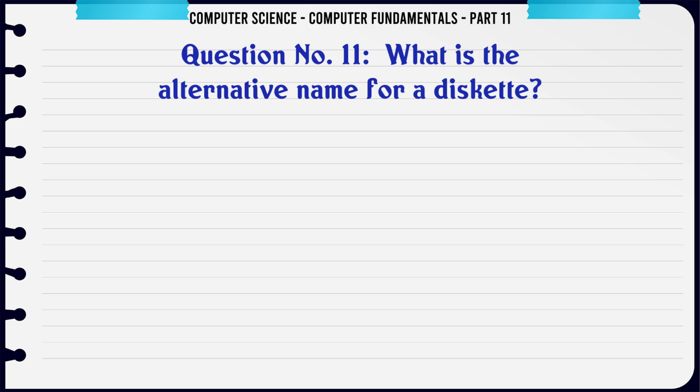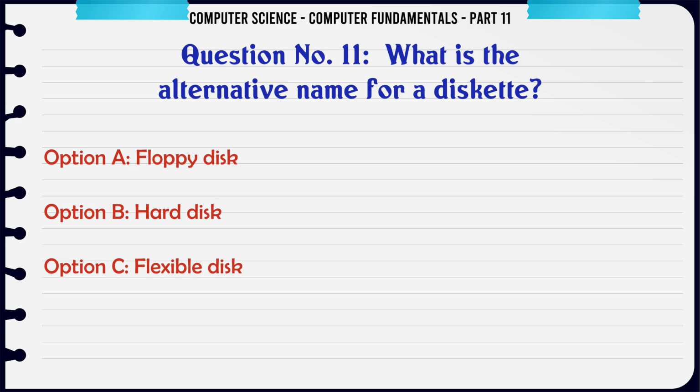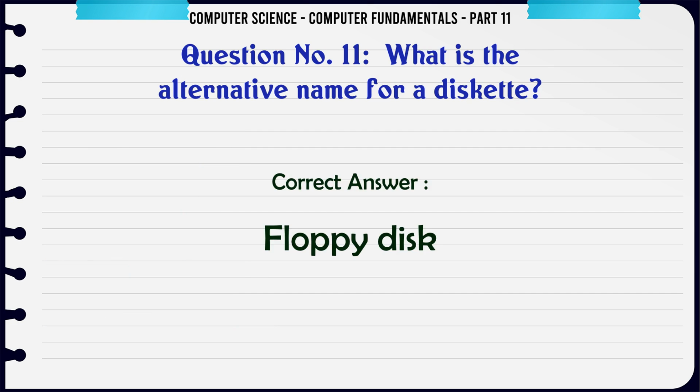What is the alternative name for a diskette? A. Floppy disk. B. Hard disk. C. Flexible disk. D. Winchester disk. The correct answer is floppy disk.